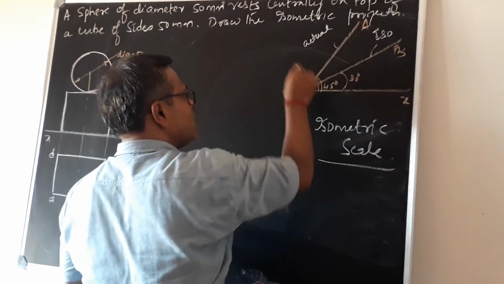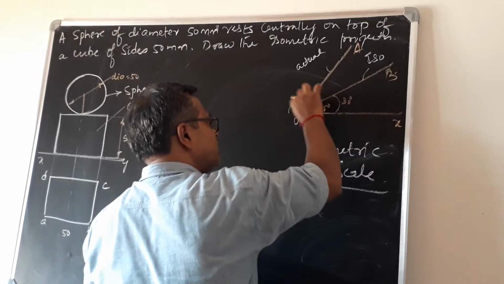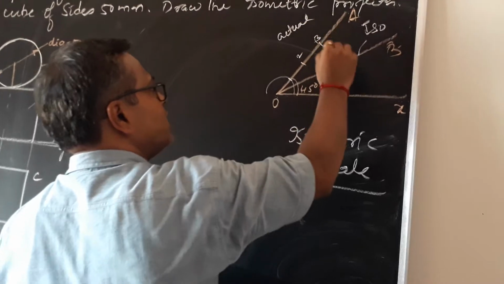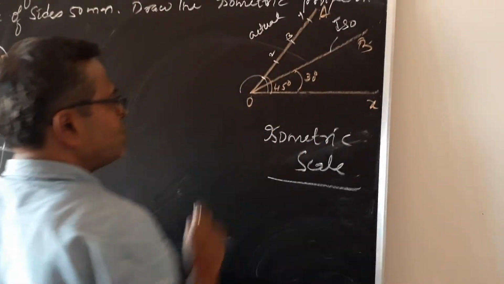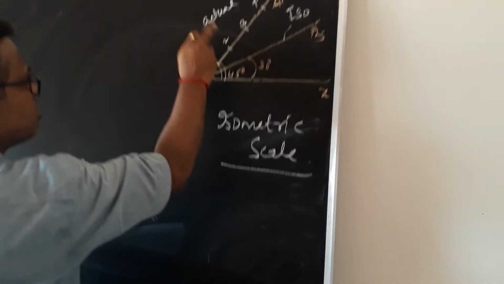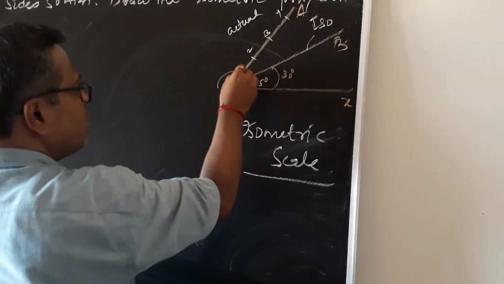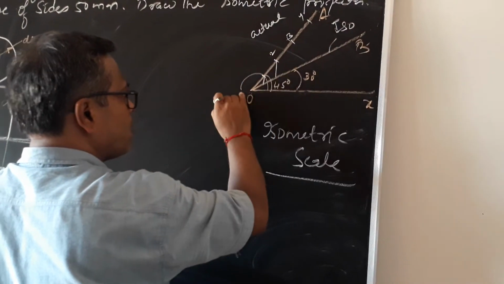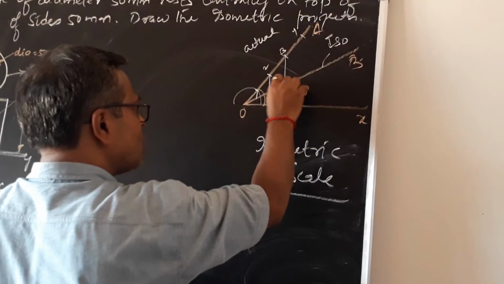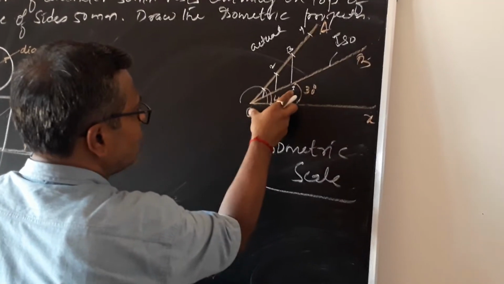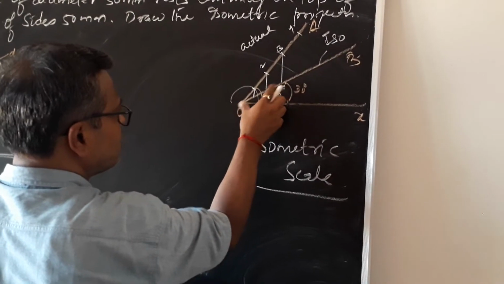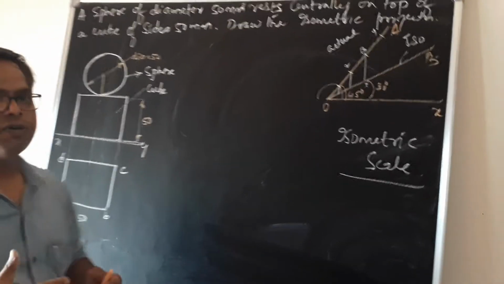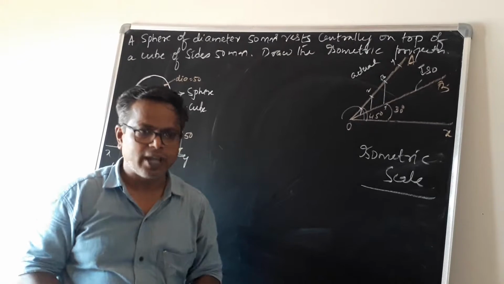On this actual scale, mark the actual measurements. Take 1 centimeter, 2 centimeter, 3 centimeter of actual measurement. How do you convert that actual measurement into isometric measurement? From 1 you draw a vertical line perpendicular to OX, from 2 a line perpendicular to OX, from 3 a line perpendicular to OX. So this is the isometric length of 3 centimeter, of 2 centimeter, of 1 centimeter. This is how we convert the actual scale into the isometric scale.